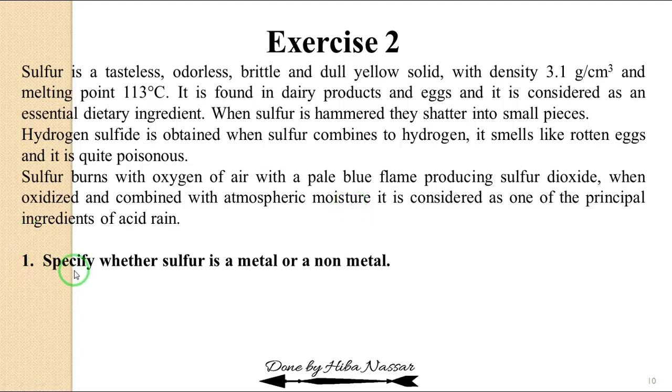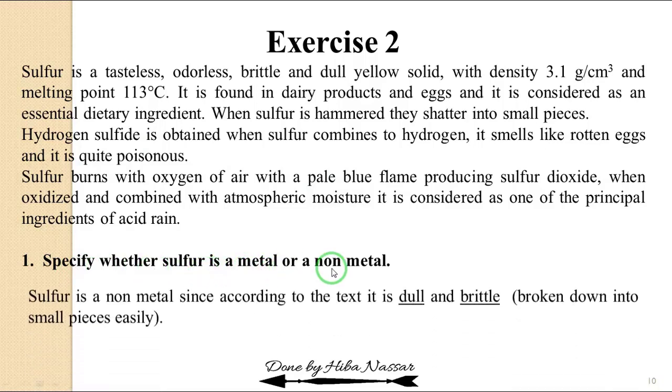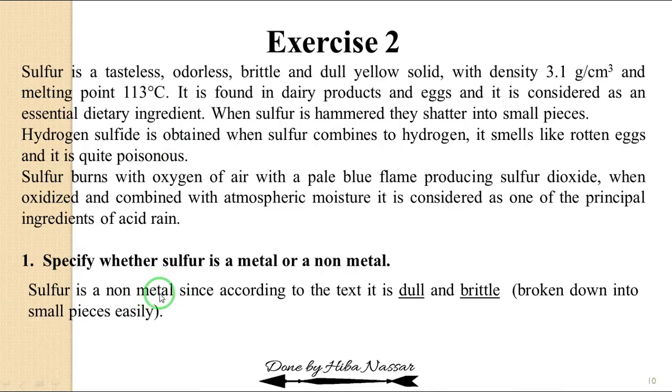Question number 1. Specify whether sulfur is a metal or a non-metal. Sulfur is a non-metal since, according to the text, it is dull and brittle. It means that it can be broken down easily into small pieces.